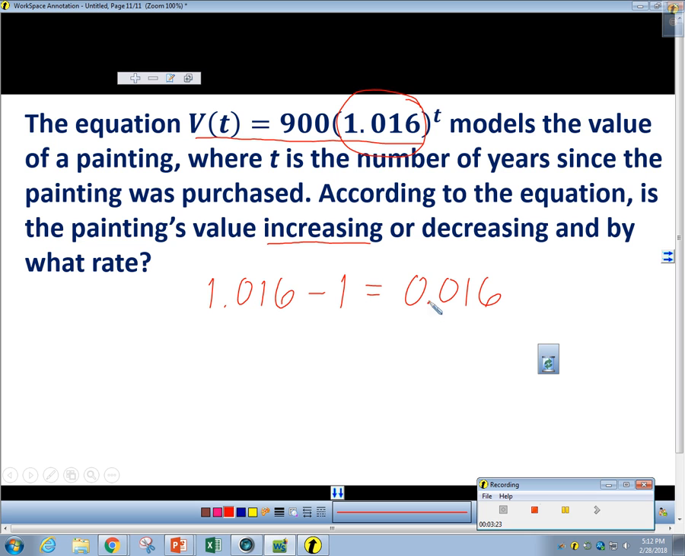And again, we're going to move the decimal 2 to the right. Get rid of the extra zeros. And it's a 1.6% increase. So basically all you do is take the number in parentheses, subtract 1, move the decimal 2 places to the right, and that's going to give you your answer. So that's how you do percent increase, percent decrease when it's asking you to find the rate.